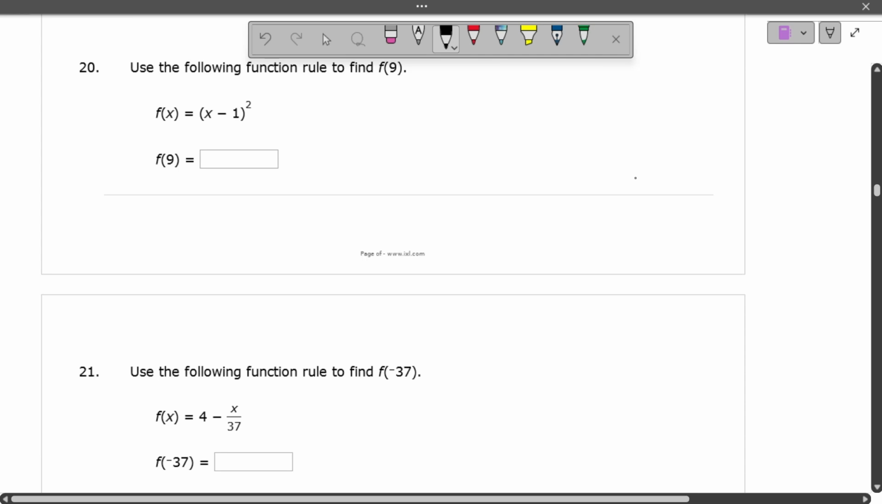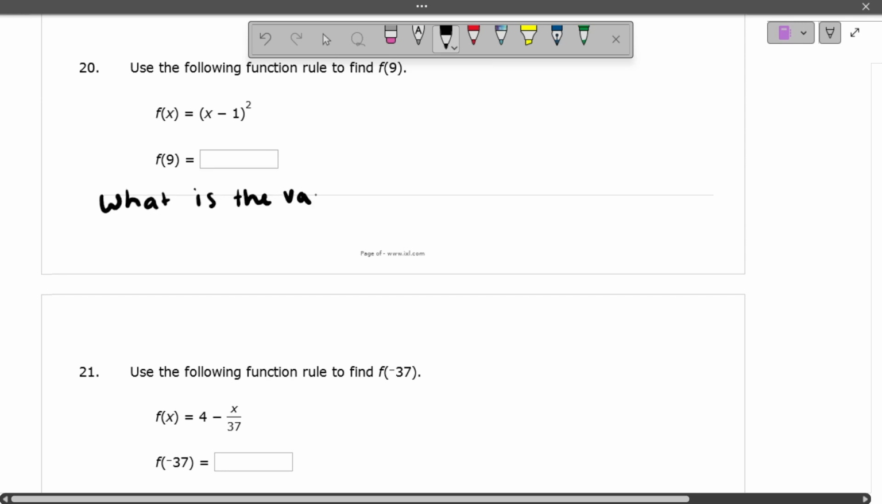All right, now we are moving back over to solving for some things. Use the following function rule to find f of 9. F of 9 is basically saying, what is the value of y when x is equal to 9. That's the very long version of what f of 9 stands for.